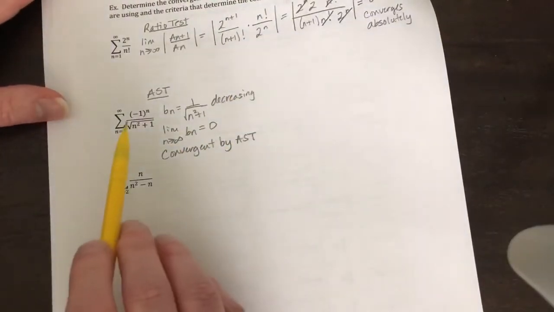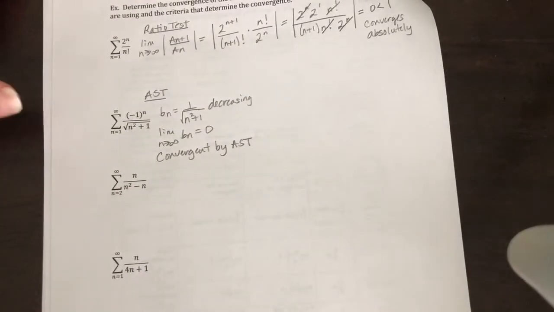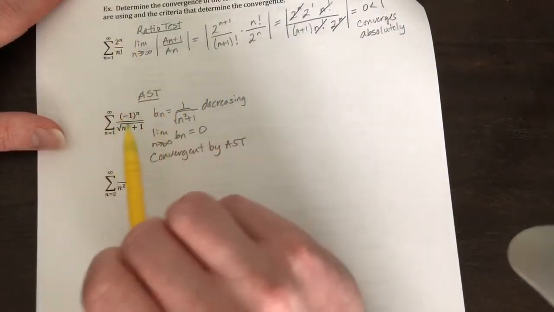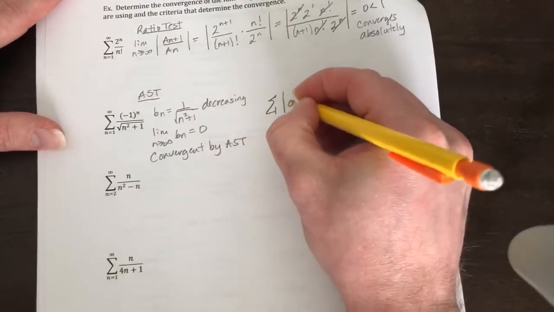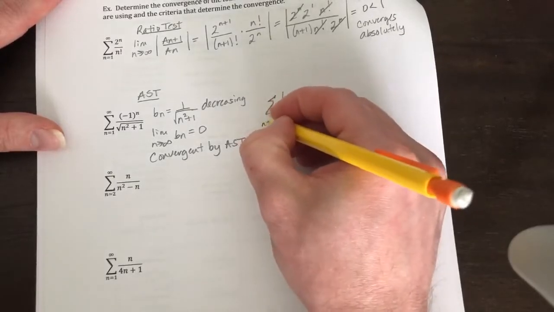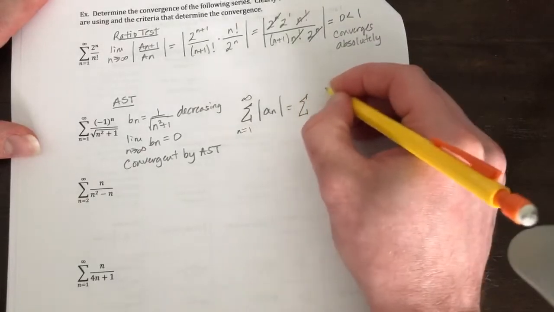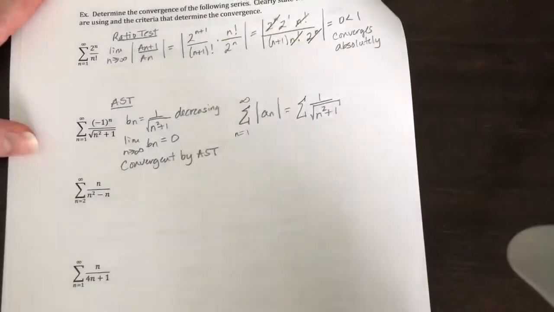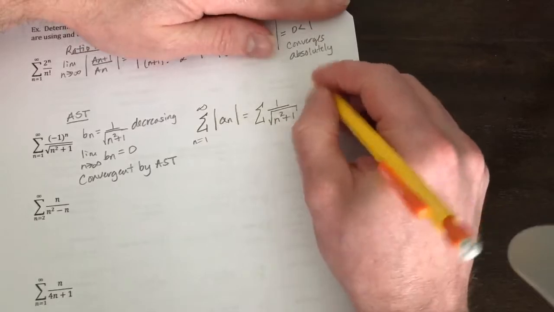Okay, now when we have a -1 to the n term, we have something called conditional convergence. We have to test for absolute convergence. Only when we do negatives involved. So if I take the absolute value of a sub n, that gets rid of that. So I get the series of 1 over square root of n squared plus 1. And I have to determine if it's going to be convergent or divergent. Okay, so this is going to be a comparison test, probably a limit comparison test.